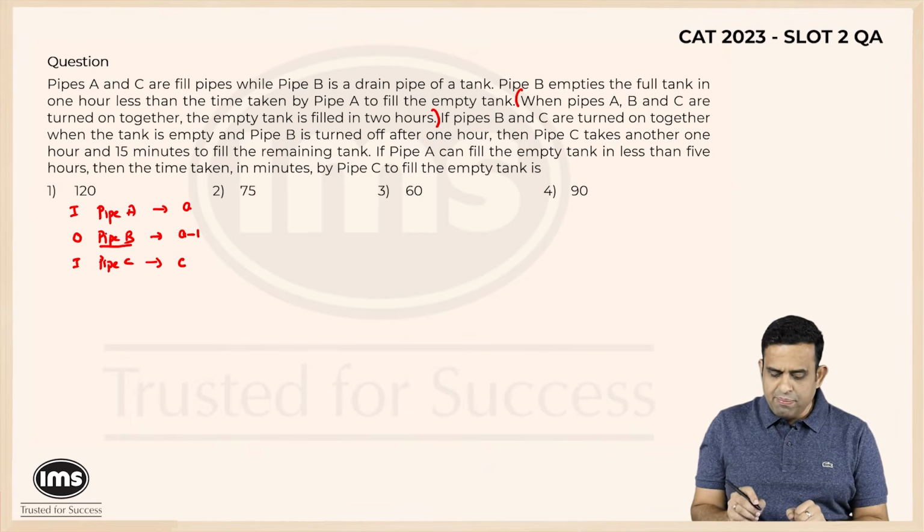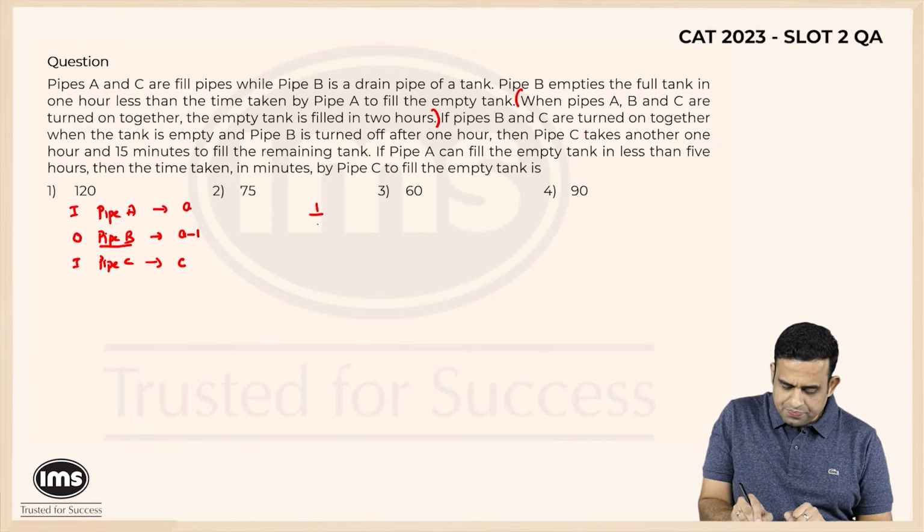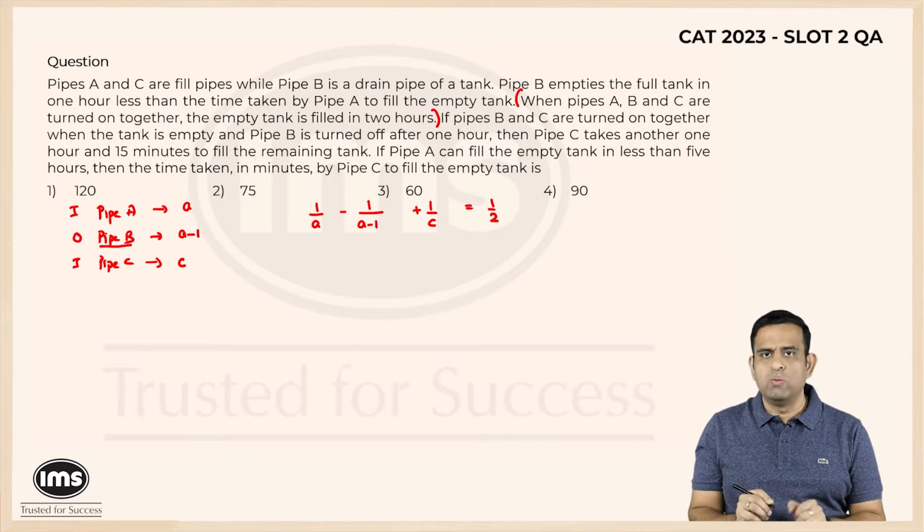So in 1 hour, pipe A will do 1 by A. In 1 hour, pipe C will fill 1 by C. And in 1 hour, pipe B will empty 1 upon A minus 1. And this should be equal to 1 by 2, my first equation involving A and C.